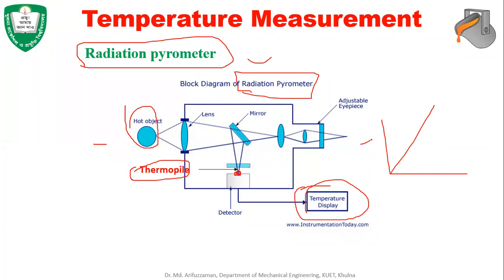The temperature will be on the vertical axis and the voltage that we get will be on the horizontal axis. Then the actual temperature of the body equals mV, where m is the slope. If you know the voltage, then we can say the temperature is that.